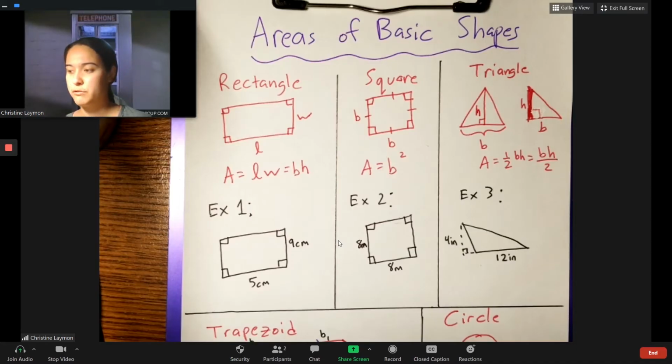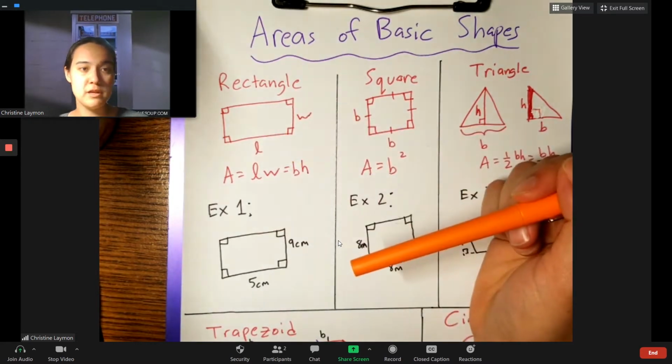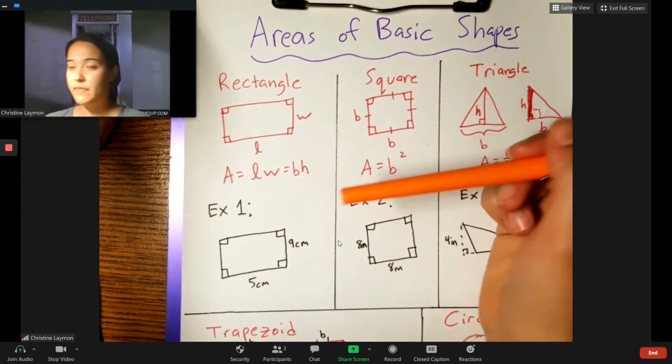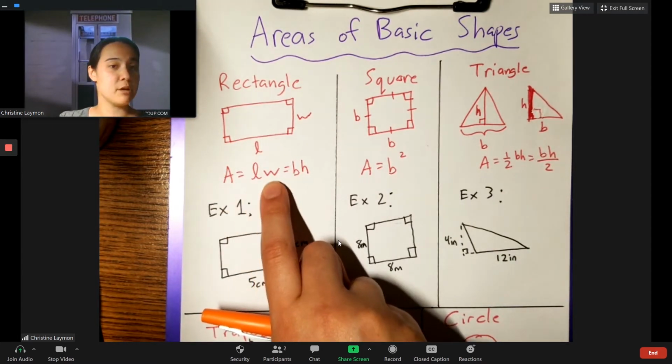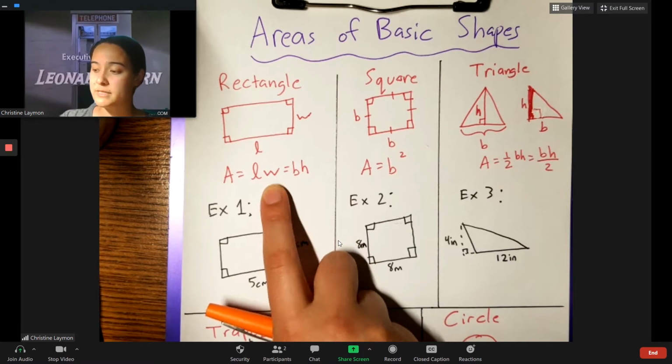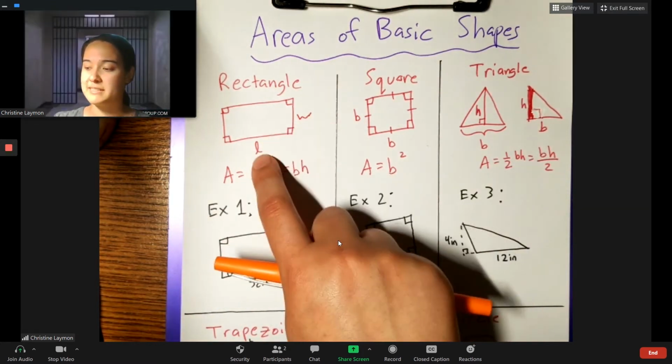Here is a quick review of the areas of basic shapes. To find the area of a rectangle, you're going to do length times width, also known as base times height. That's why in your formula, you might see it as A equals L times W, or as A equals B times H. So length and width, or you can call them base and height.